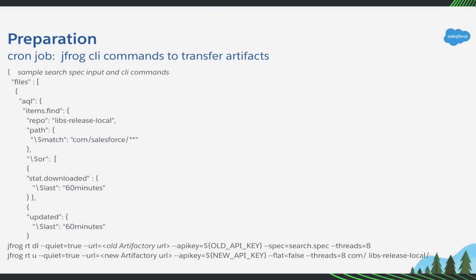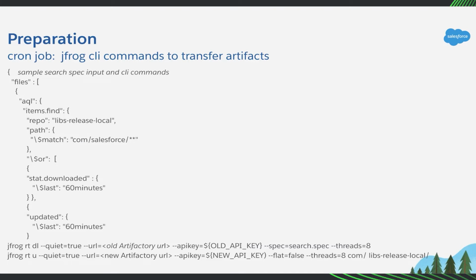Here's an example of artifact transfer. We simply use a cron job and JFrog CLI commands. This is a search spec input. Some of you are probably familiar with it if you have been using JFrog CLI. Here we use AQL, Artifactory Query Language, to identify the repository we are interested in migrating artifacts from. In this example, we include a path matching to look up all the com/Salesforce artifacts.